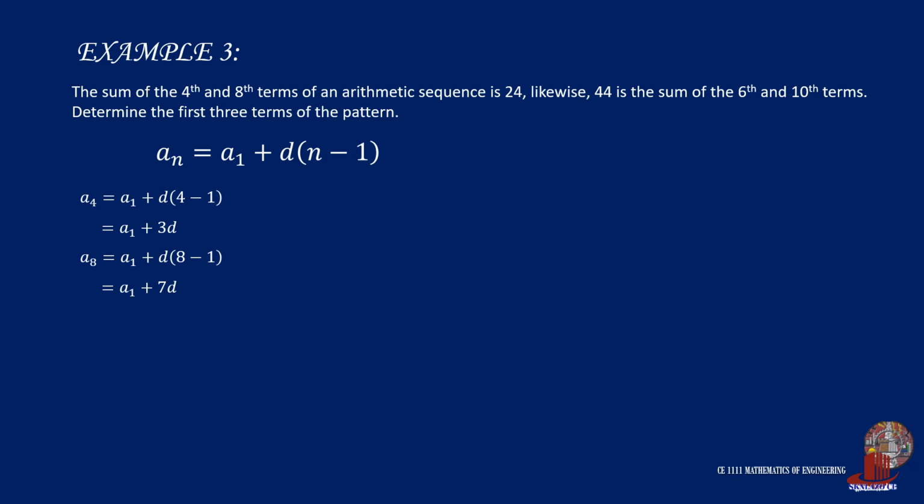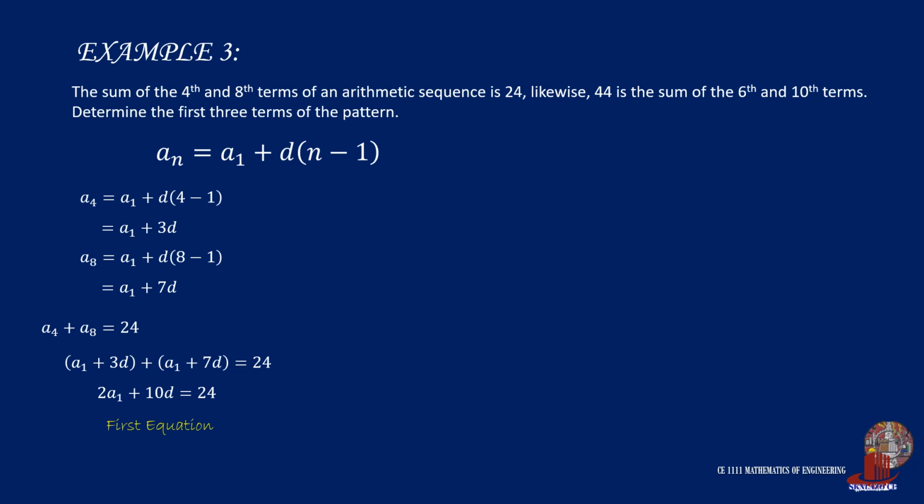The problem states that a sub 4 and a sub 8 sum to 24. This we can expand as a sub 1 plus 3d plus a sub 1 plus 7d is equal to 24. Collect similar terms to get 2 a sub 1 plus 10d is equal to 24. Take this as the first equation.